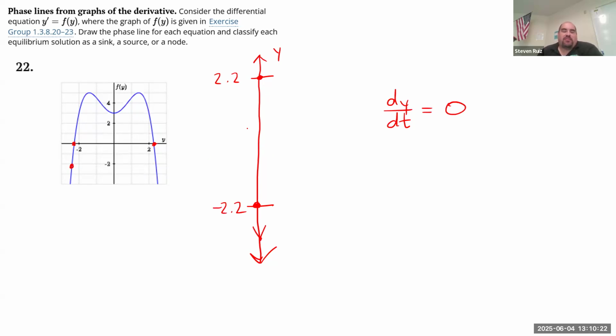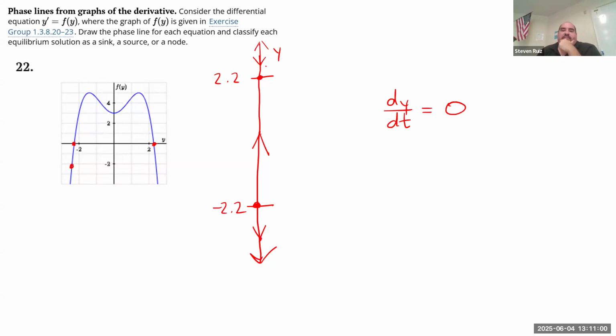What about values between those two? Let's see where it crosses the y-axis. Those are positive values. And then finally, what happens to the right of 2.2? For y values that are greater than 2.2, I have a decrease again. So what does that tell us? Now that I know increase and decrease everywhere, I should be able to tell you what kind of equilibrium points I have.